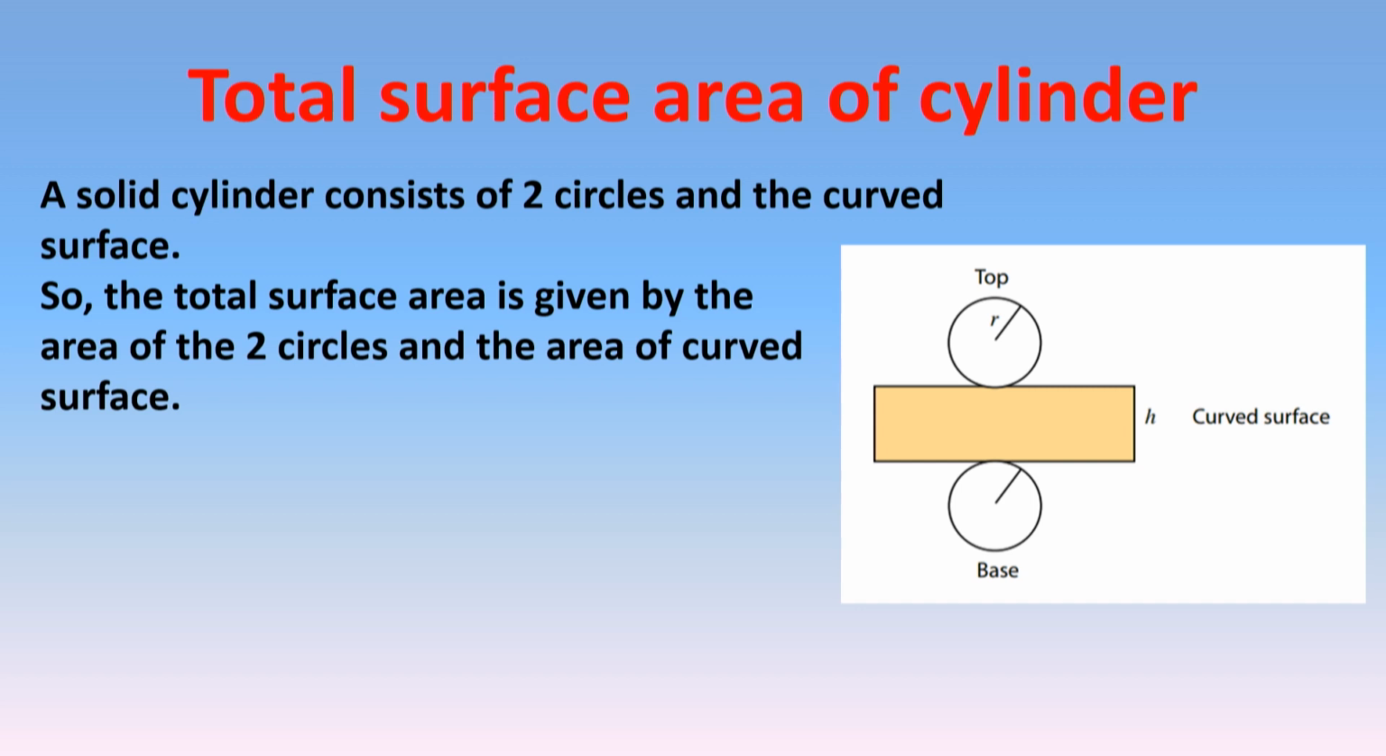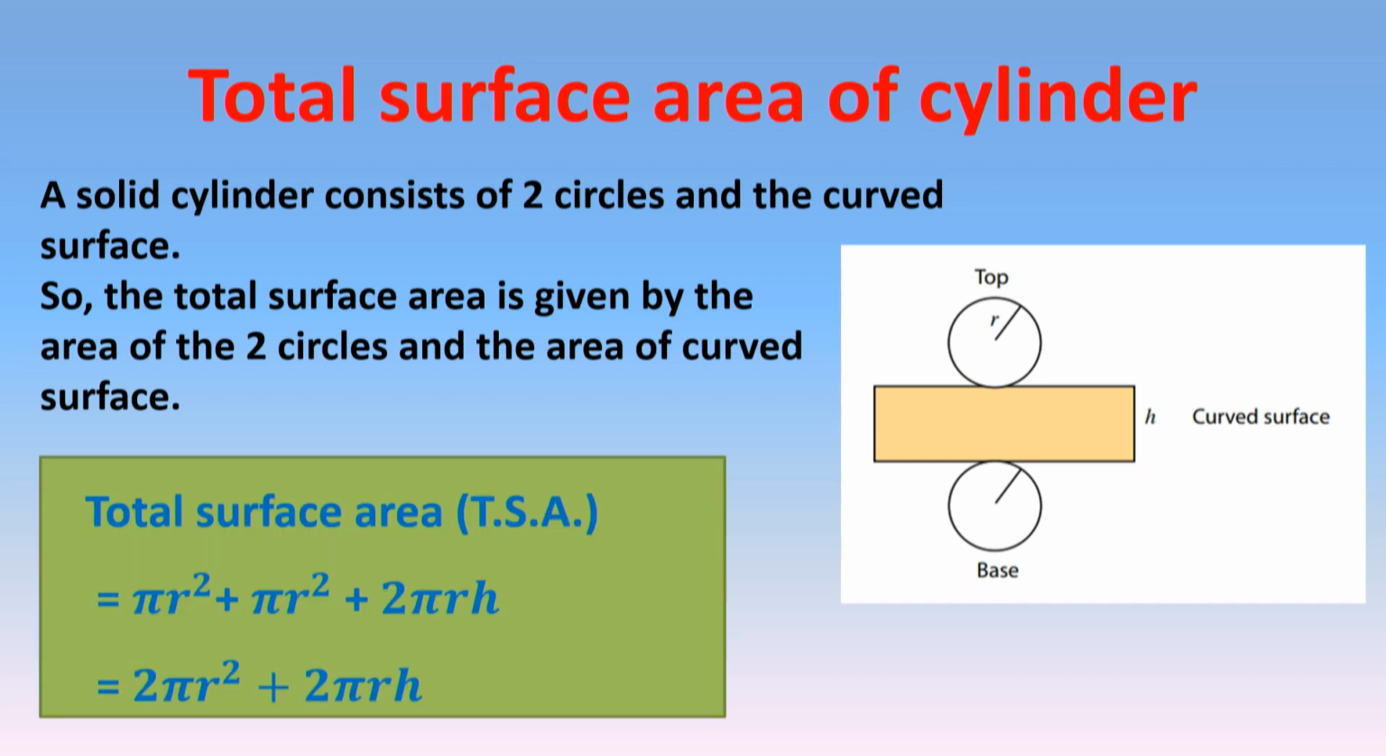As you can see in the picture, we have the 2 circles and the curved surface. So the total surface area will be area of circle at the top, which is pi r square, plus area of circle at the bottom, the base, pi r square, plus the curved surface area, which is 2 pi r h. Simplifying, I will get 2 pi r square plus 2 pi r h.